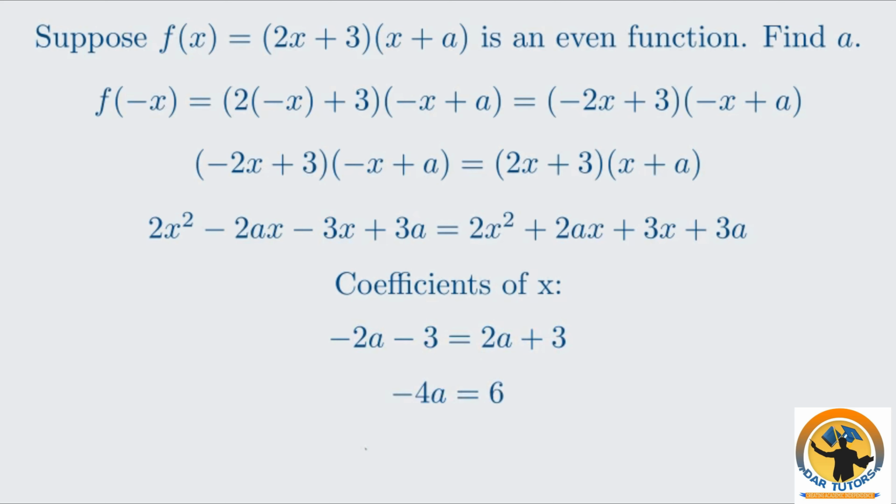Now we solve this simple linear equation for a. Subtracting 2a from both sides gives negative 4a minus 3 equals 3. Adding 3 to both sides gives negative 4a equals 6. Dividing by negative 4, we find that a equals negative 6 over 4, which simplifies to negative 3 over 2. So for the function to be even, the constant, a, must be negative 3 over 2.